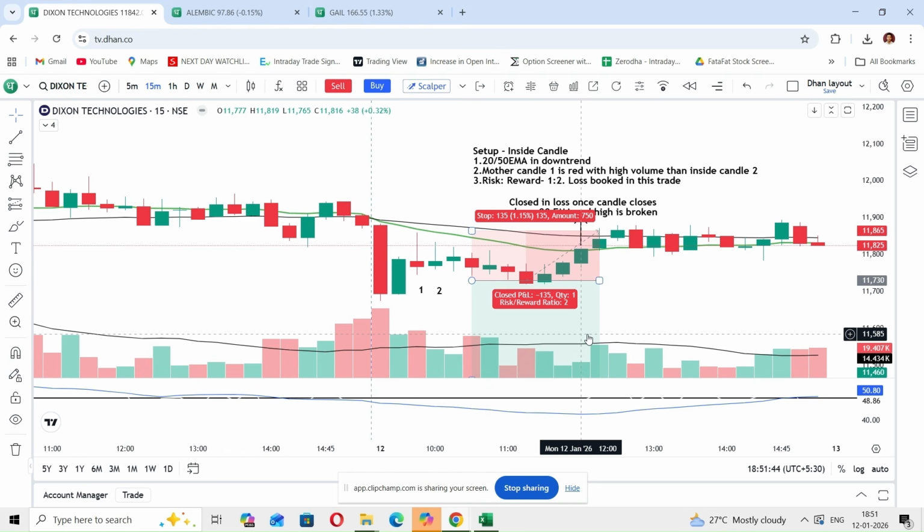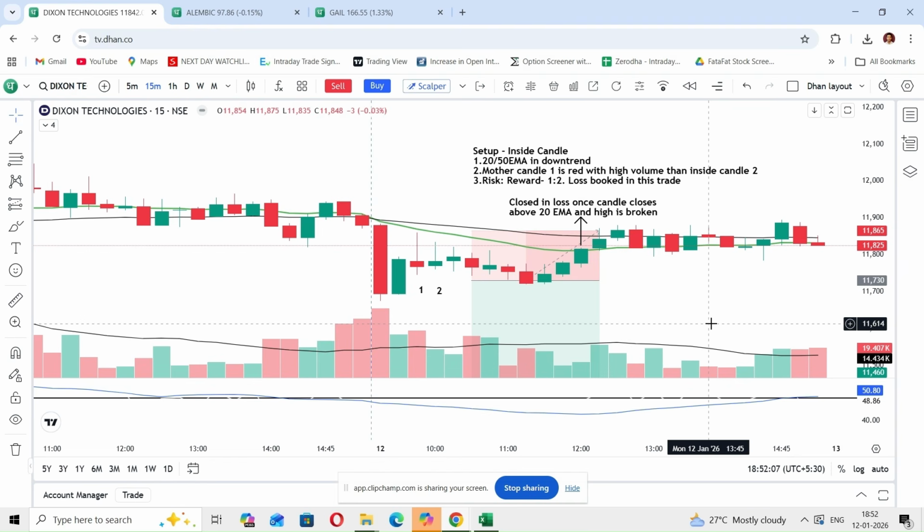the 20 EMA is broken by this candle, which closed above the 20 EMA. So immediately I shifted my stop loss to the high of this candle, and I exited that trade before my original stop loss got hit. That really helped me to save my capital.